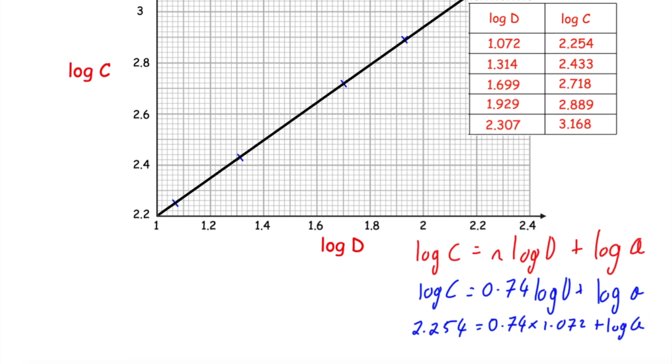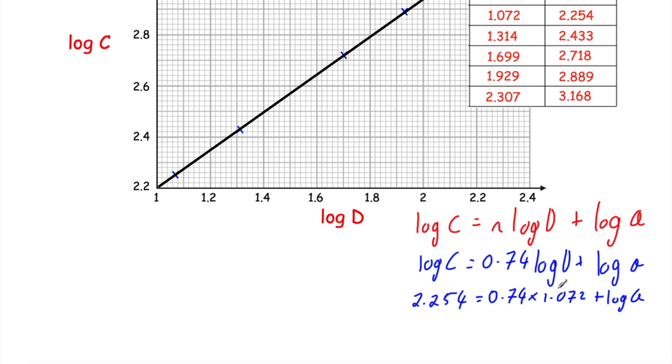Now I'm going to work out what 0.74 multiplied by 1.072 is. So if we do that, we're going to get 2.254 is equal to 0.79328. And then we've still got plus log a. So we've now got this. We want to find out what log a is, or we want to find out what a is. So let's make log a the subject. So let's take away 0.79328 from both sides of that equation.